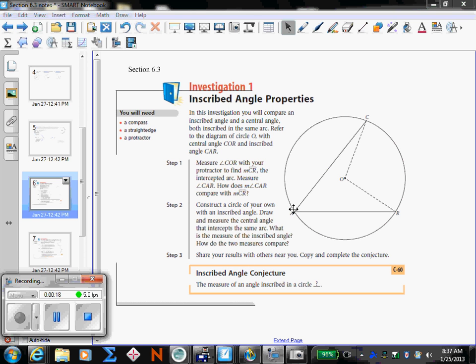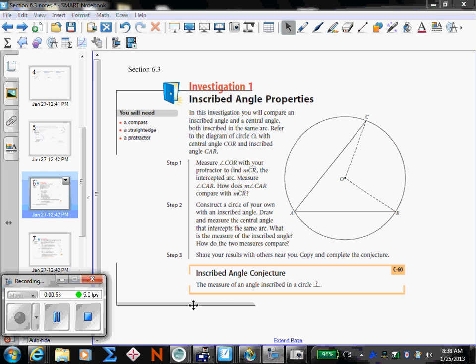So angle CAR in this picture here is an inscribed angle because the vertex of the angle lies on the circle. You can see here that angle COR is a central angle, and both of these angles have the same intercepted arc CR. So that's something that you're going to want to look at when you're looking at pictures and solving problems. So our first couple conjectures have to do with inscribed angles.